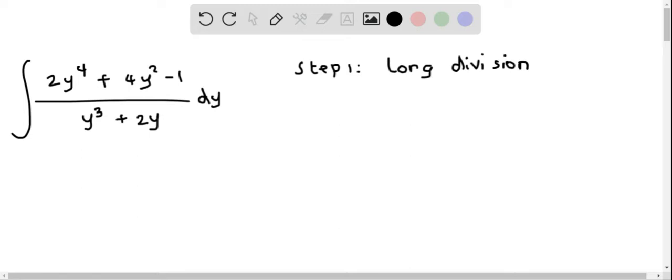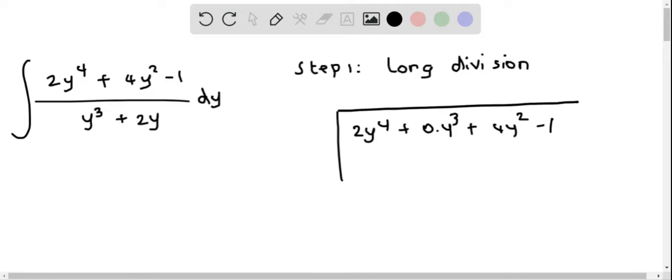Let's do the long division. So I'm taking the numerator polynomial, which is 2y power 4 plus, since I don't have the cube term, I write down this as 0y cube plus 4y squared minus 1. Now this has to be divided by the denominator, which is the divisor polynomial, and that is y cube plus 2y. And in long division, we have to take the first term and divide it by the first term of the divisor. So we write down 2y power 4 divided by y cube.